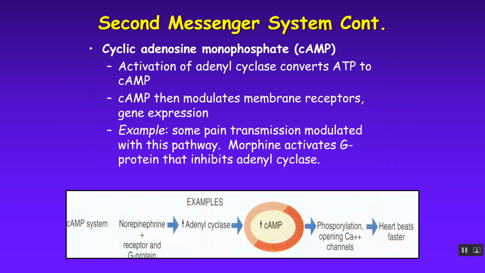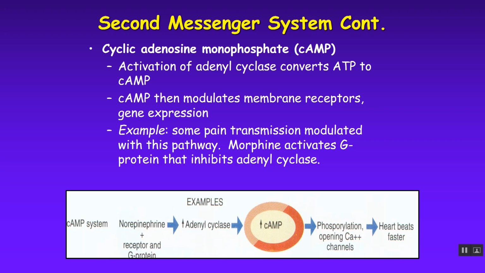Here's just a couple examples. You don't have to have these memorized. These are just some examples of second messenger systems, just to make it a little more real. There's a second messenger system called the cyclic AMP second messenger system, so cyclic adenosine monophosphate, or cyclic AMP second messenger system.